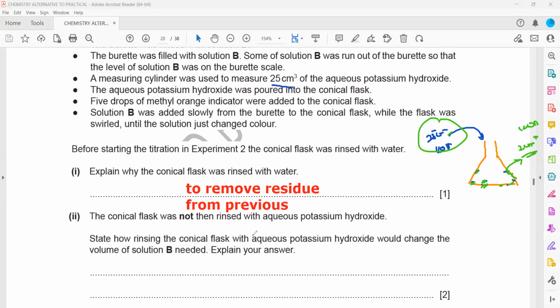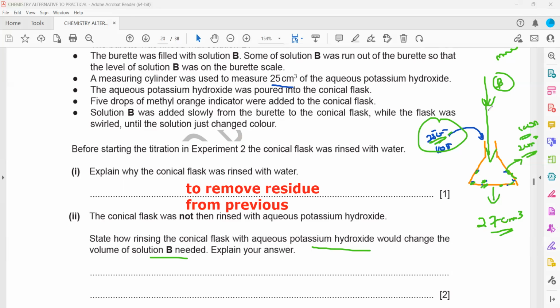So they ask how rinsing a conical flask with potassium hydroxide would change the amount of solution B. So solution B, what do we need? We need more of solution B. Why do we need more of solution B? Because here there is 25 cm cube of potassium hydroxide and 2 cm cube of potassium hydroxide. So the total volume of potassium hydroxide now in the conical flask will be 27 cm cube, so we need more volume of B as compared to 25.